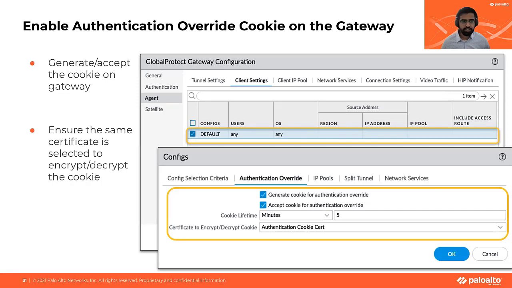So the advantage of doing this on the gateway side is that once these checkboxes are selected to accept or generate a cookie for auth override, this will work for all gateways, provided the user and the OS from which the user is trying to access match the gateway configuration. And generally, we've seen our customer deployments have multiple gateways, in which case, if you were to enable the setting on the gateway configuration, as long as the gateway configuration matches the user group or the OS the user is actually accessing from, then this will apply to those sets of users.